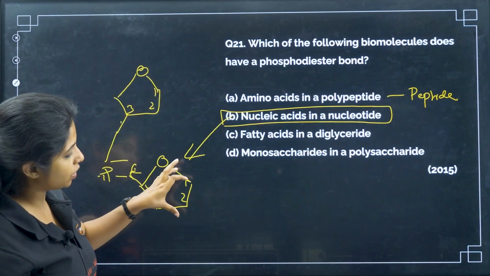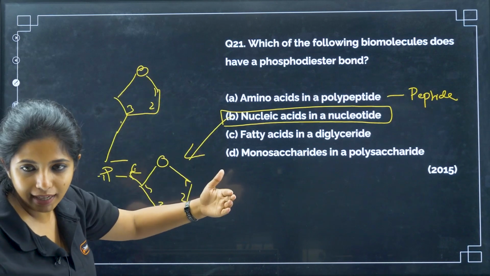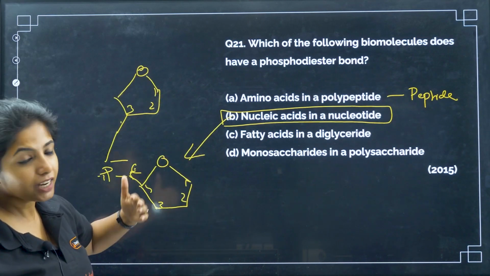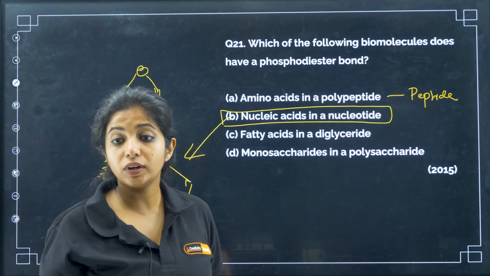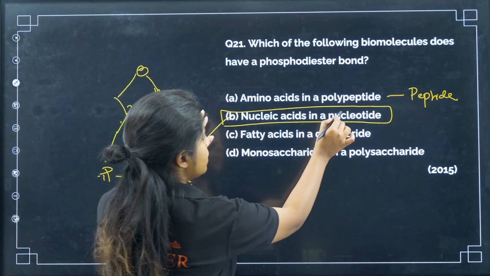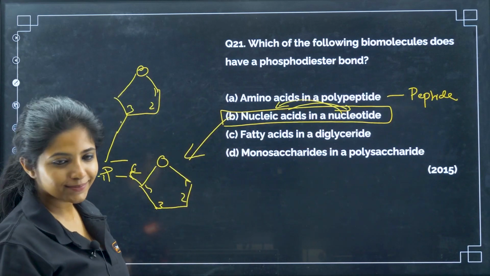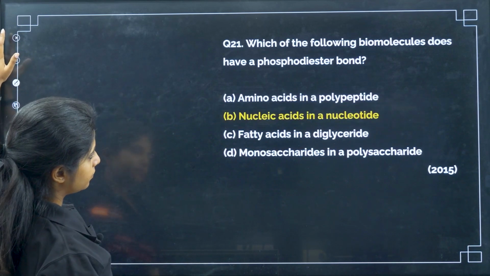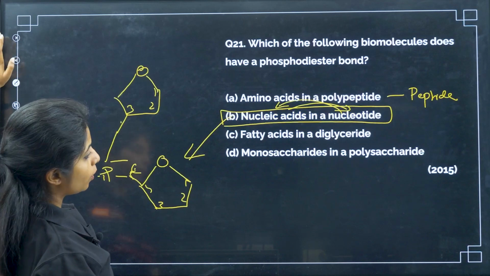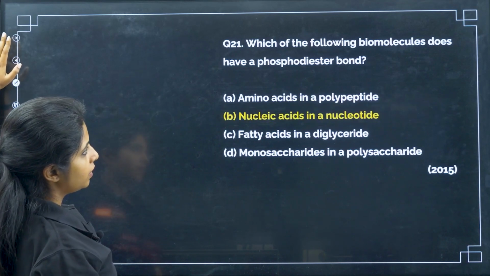So basically, this is a nucleotide, this is a nucleotide. Nucleotide in a nucleic acid forms what? Phosphodiester bond. In that case, it would be correct. So it should be like this, and it should be like that. Please correct it. I think the question itself had a typo error probably.